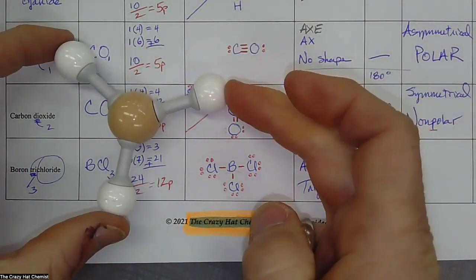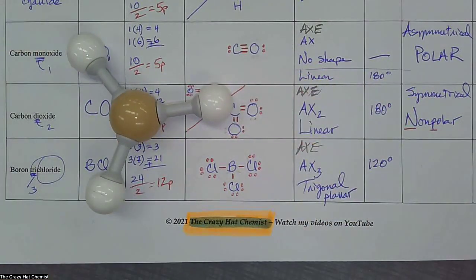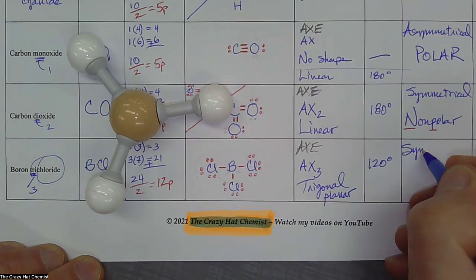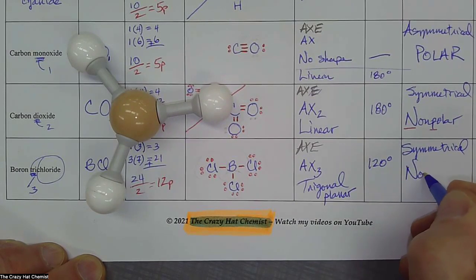I'm going to touch all the outside elements. Are they the same or different? They're all the same. So that means that this is symmetrical. And that means it's non-polar.